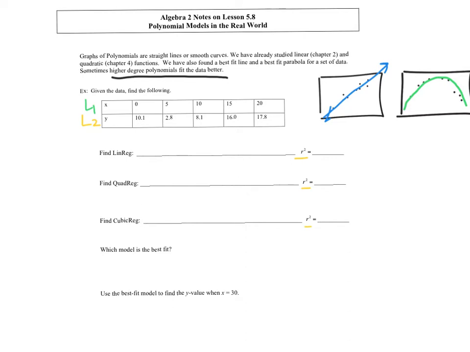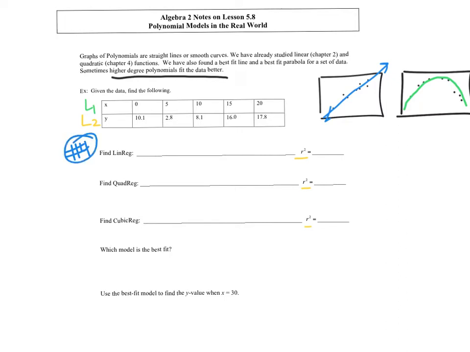All right, and then 10.1, 2.8, 8.1, all of this in for L2, 17.8. Okay, once you've done that, now you're going to go back to Stat, over to Calc, and we're going to do number 4 first. So linear regression is number 4. Stat Calc 4.